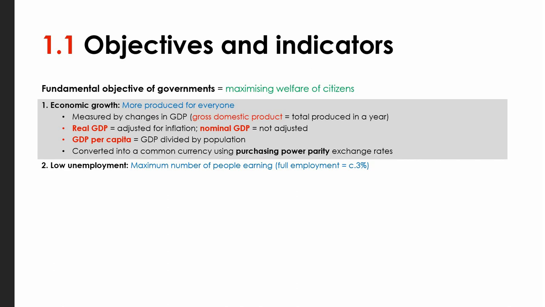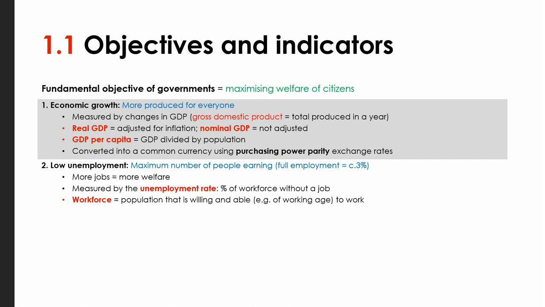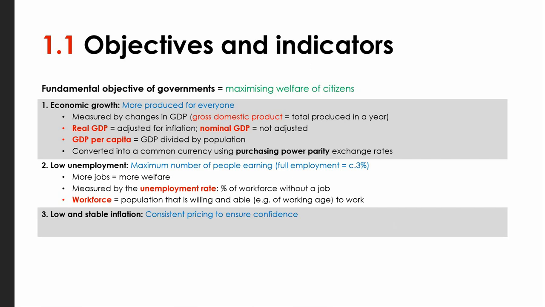Secondly, low unemployment. Governments want to maximise the number of people in work in order to maximise people earning under that remit of maximising their welfare. Full employment, when we have as many people in jobs as possible, is around 2 or 3%, and we'll see why in the unemployment topic. More jobs equals more welfare. And we measure unemployment using the unemployment rate, which is the percentage of the workforce without a job. Note that it's the percentage of the workforce, not the population. The workforce being the population that is both willing and able to work.